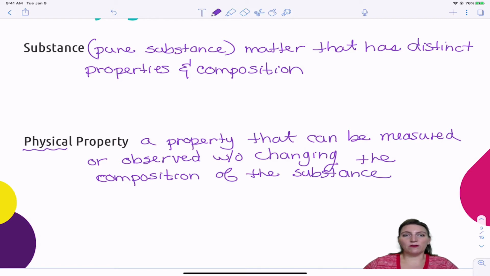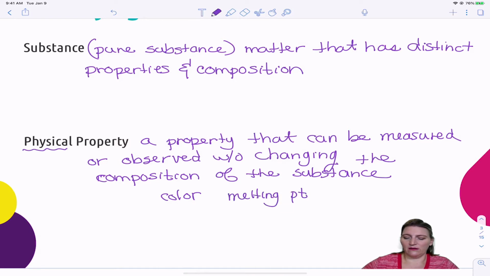What are some examples of that? Well, think about what we were looking at: sulfur, right? If I take sulfur and I look at it and I say it's yellow, it's still sulfur. And these are going to be things like color, even like melting point. And one big example of a physical property is the state of matter that the substance is going to be at.